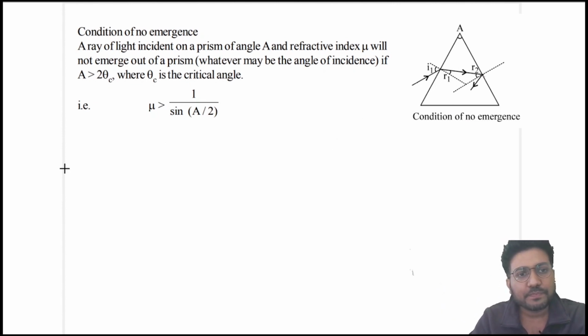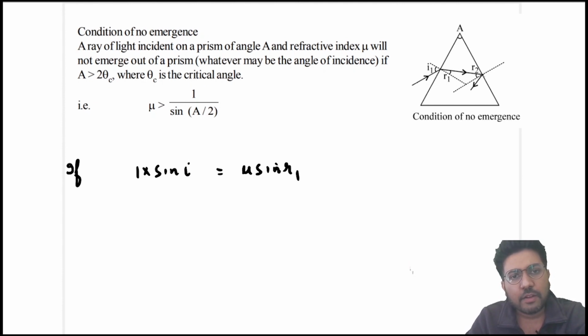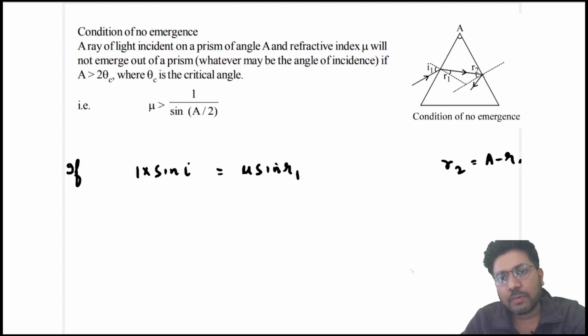Listen carefully. If I is the angle of incidence here, so I will write mu 1 into sine I. Okay, let us take this as I only. So 1 into sine I is equal to mu into sine R1, right? So this is the first equation from the first surface, right? And you know that R2 is equal to A minus R1, right?